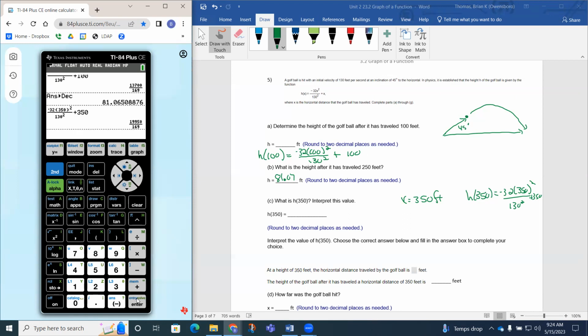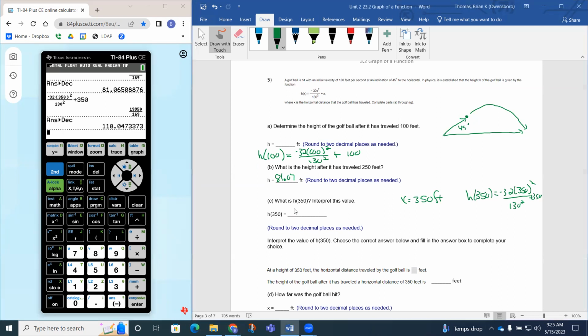And that gives us a fraction, but we want that as a decimal. So the math button and number 2 will turn that back to a decimal. So it'll give me 118.04, but it says round to 2 decimal places. So we have to actually look at the 7. The 7 means that 4 is going to go ahead and round up to a 5. So 118.05 would be that. So that's going to be our answer there, 118.05.